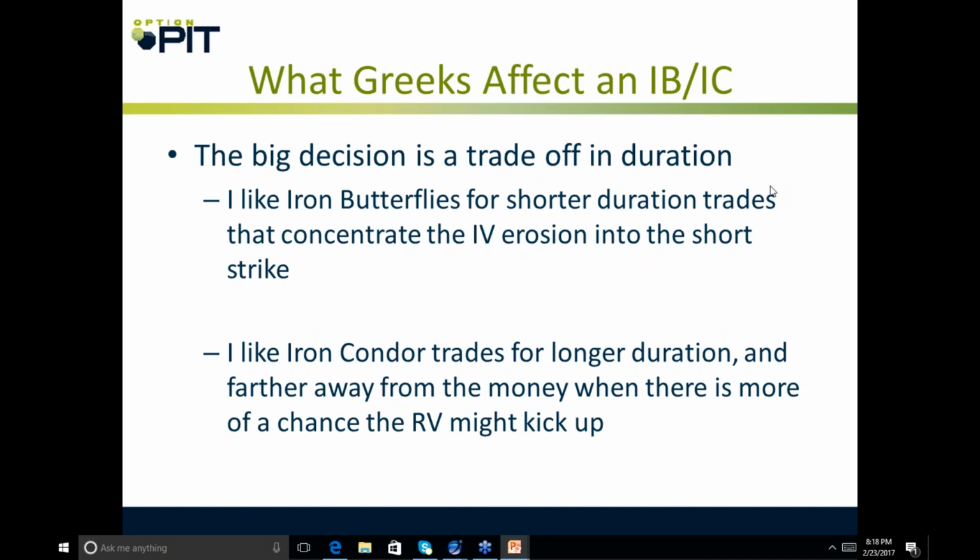Whereas an iron condor, it's got a lot more tolerance of stuff. It can handle a lot. It's a bigger trade.